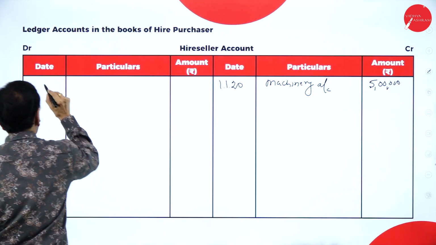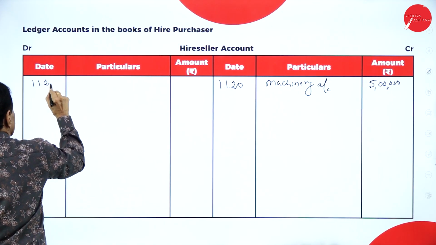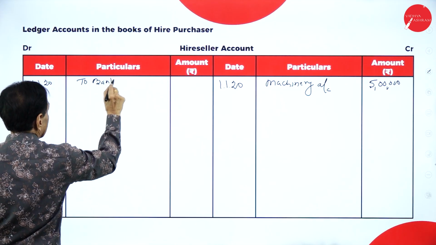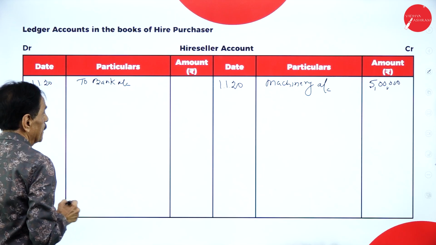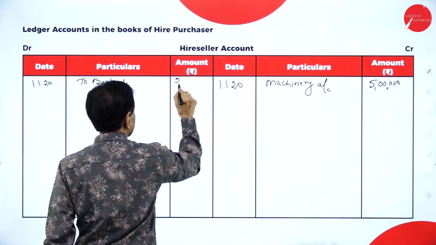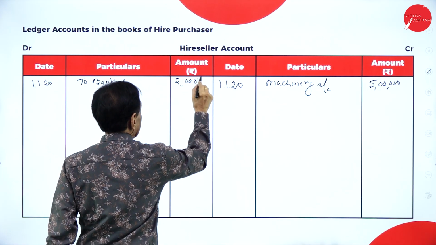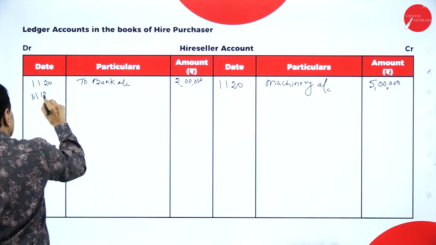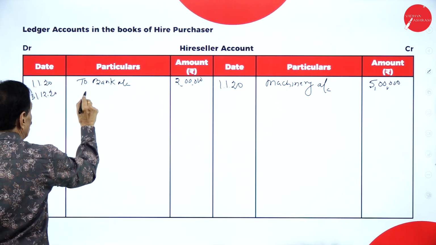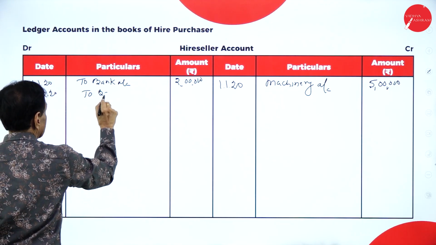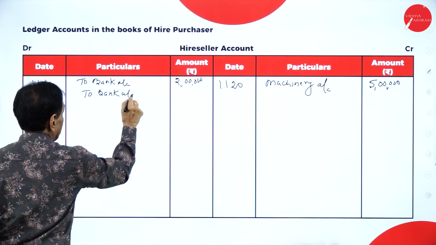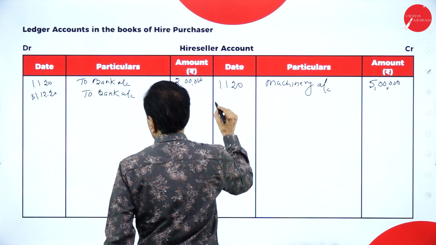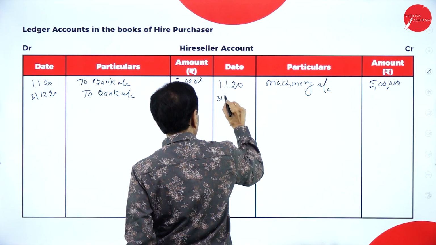Here, 1/1/20, to bank account, down payment 2 lakh. Then 31st December 20, to bank account, first installment to bank.